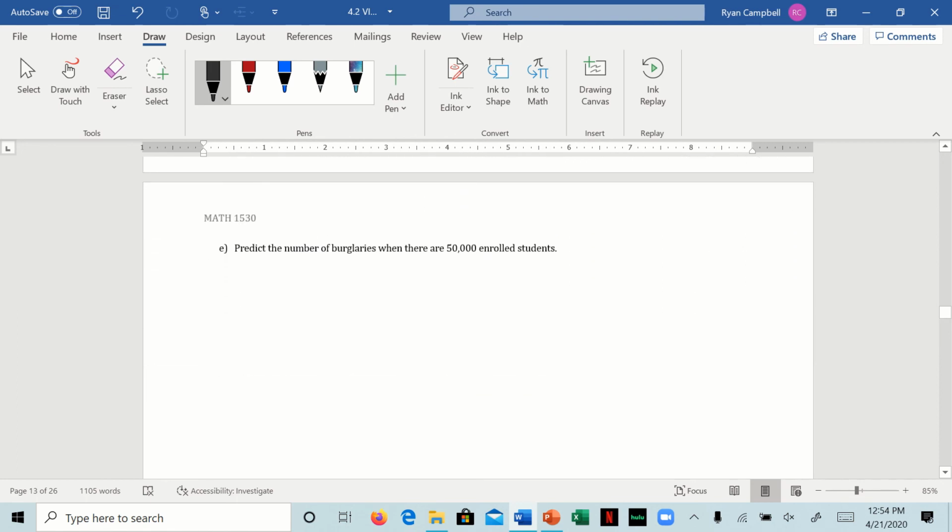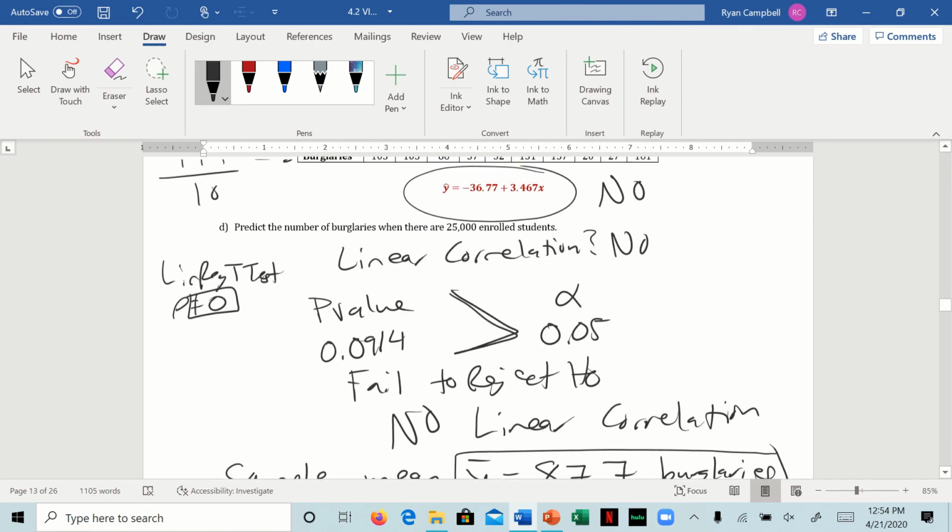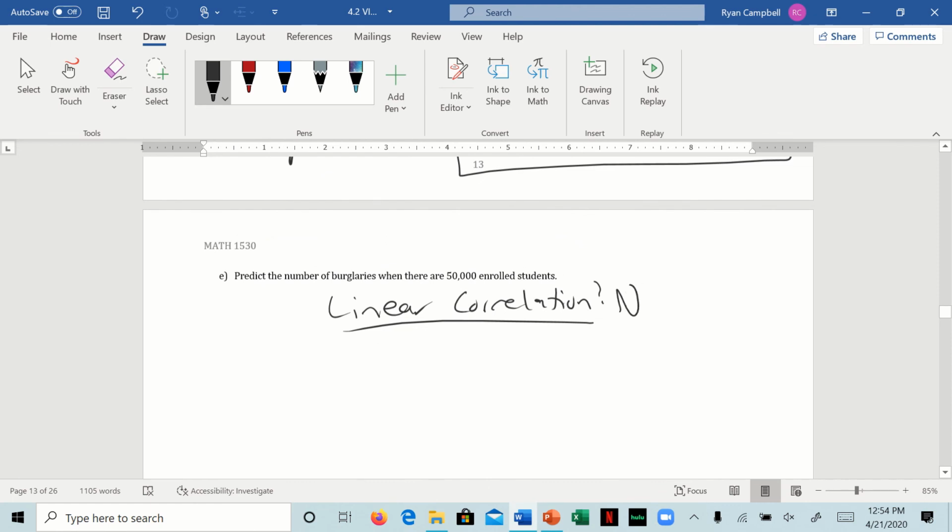Let's do part E. What about if there's 50,000 enrolled students? Well, again, what's the super secret question? You can't just plug this in. You got to ask yourself, is it a linear correlation? Well, we already showed that. We said it wasn't, right? No, it's not. So if it's not, what do we have to use? We have to use the sample mean. And we said the sample mean was 87.7. So it's the same answer.